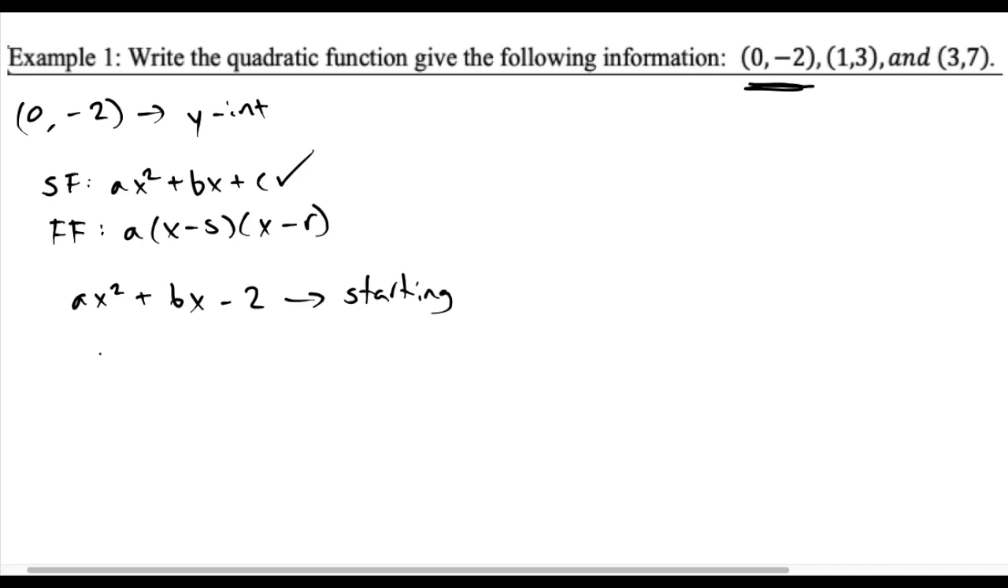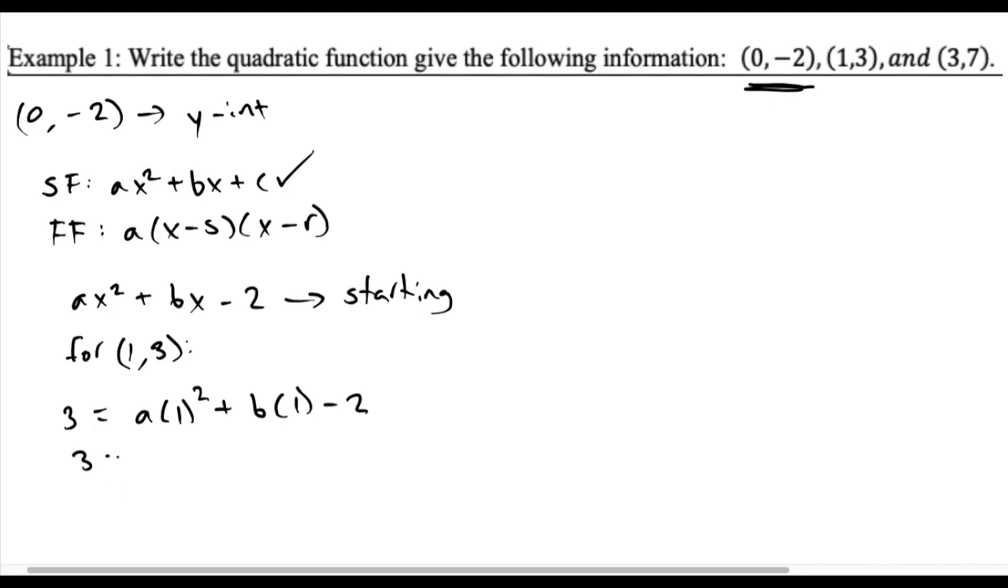Now let's give it a try. So let's use our first coordinate, (1, 3). We will substitute 1 for x and 3 for y. We say 3 is equal to a times 1 squared plus b multiplied by 1 minus 2. Now let's expand this. 1 squared is just 1, so 3 equals a plus b minus 2. So rearrange, this gives us a plus b is equal to 5. Now that is our first equation.